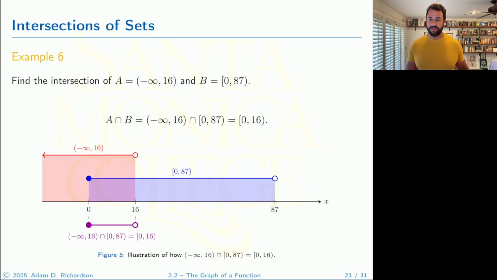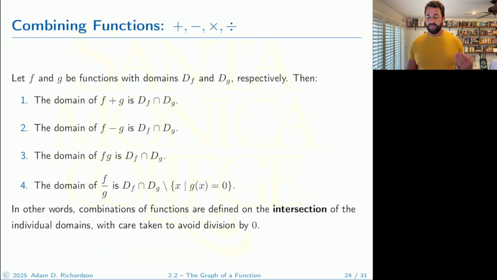Why do we need to talk about intersections? Why do you care about this? Why are we even talking about it? Well, if we want to combine functions, they only make sense on the intersections of the domains of those original functions. So let f and g be functions, where we have the domain of f and the domain of g. Then if we want to talk about the function f plus g, it only makes sense on the intersection of their two domains.